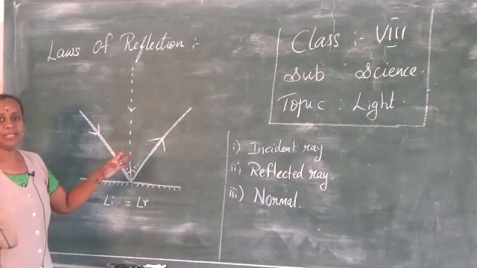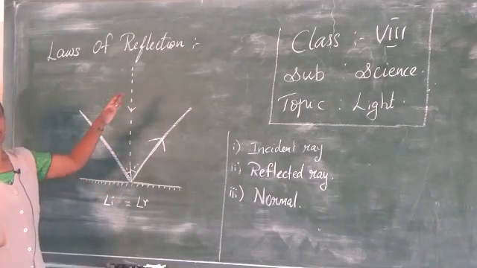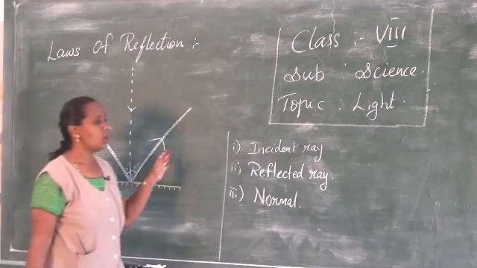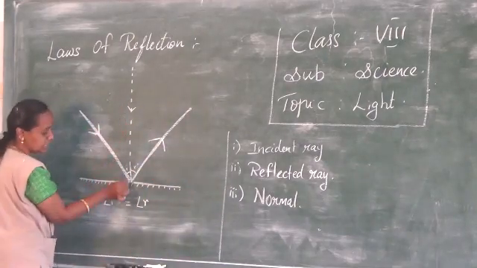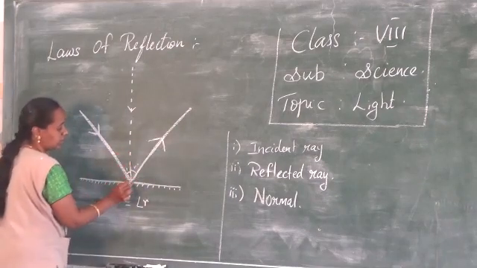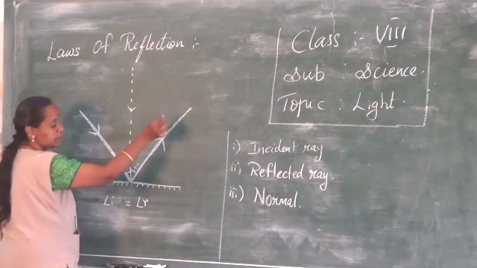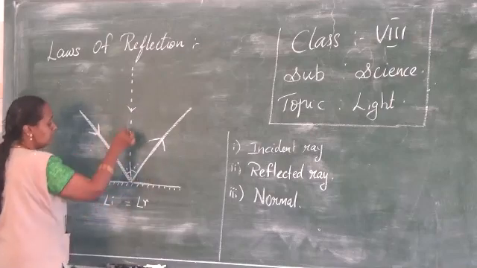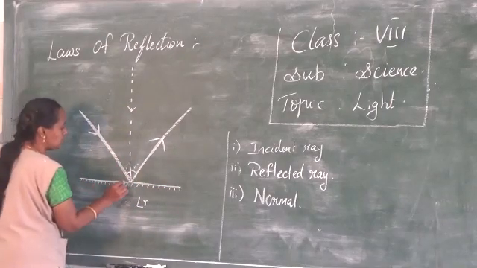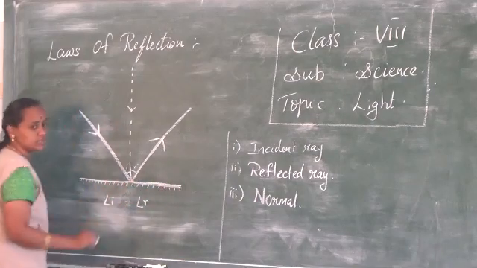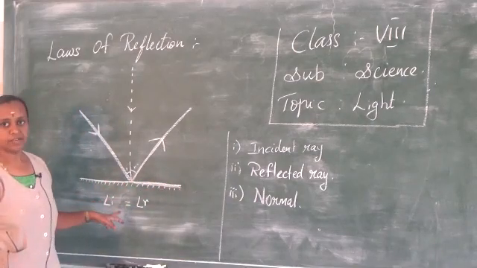So the relation between all these rays is given by the laws of reflection. The laws of reflection are nothing but, as I said, the incident ray, the reflected ray, when it goes here, it is reflected back. The reflected ray and the normal at the point of incidence all lie in the same plane. This is the polished, reflecting surface. And this is the first law.